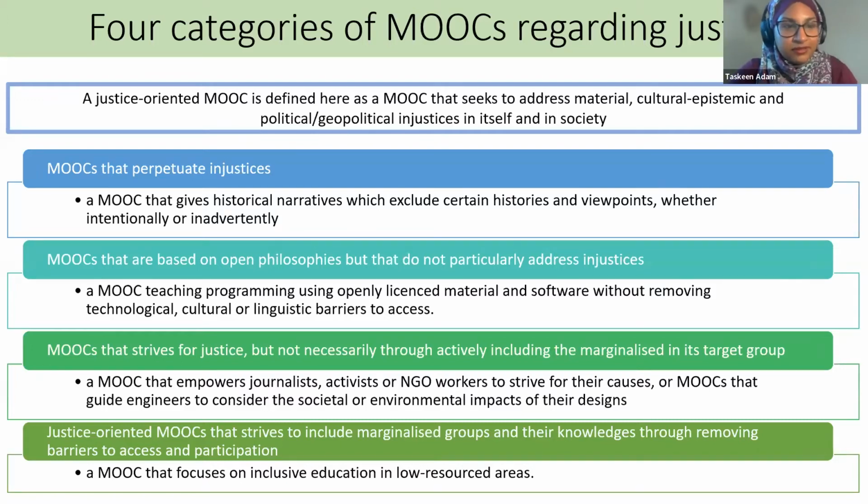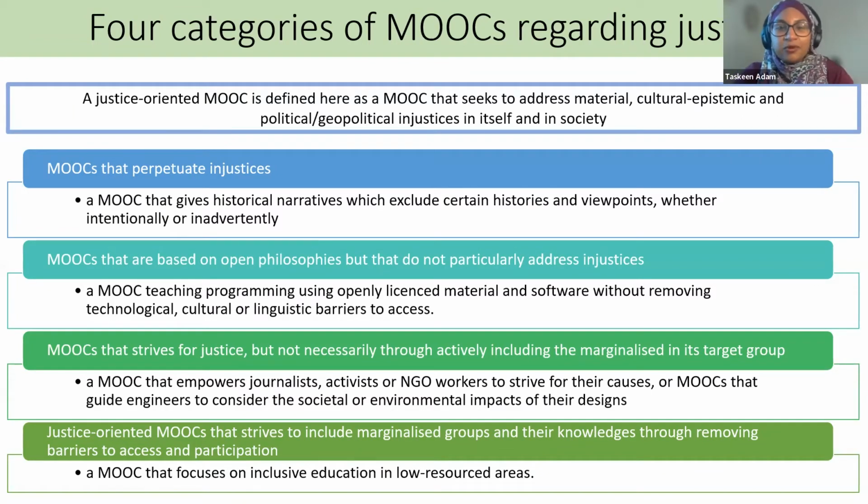So the first one, MOOCs that perpetuate injustices, clearly isn't justice-oriented. This would be a MOOC that gives, for example, historical narratives which exclude certain histories and viewpoints, whether intentionally or inadvertently, right? So it could be a history course that has left out the view of a certain group within a specific war, for example. Then you have MOOCs that are based on open philosophies, but don't actually particularly address injustices.